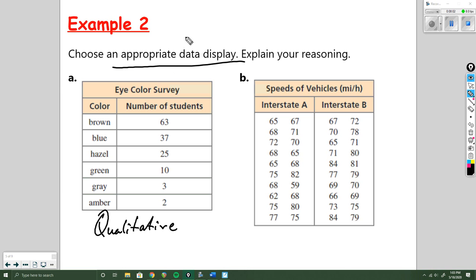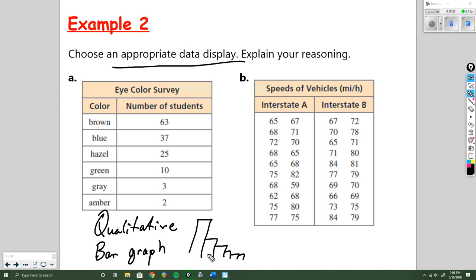And because it's qualitative data, we can only use some types of data displays. One data display that we might use for this type of data would be a bar graph. A bar graph would be nice and simple to make, and that would show how one compares to the other, and like it just shows what we have in terms of eye colors from this survey.